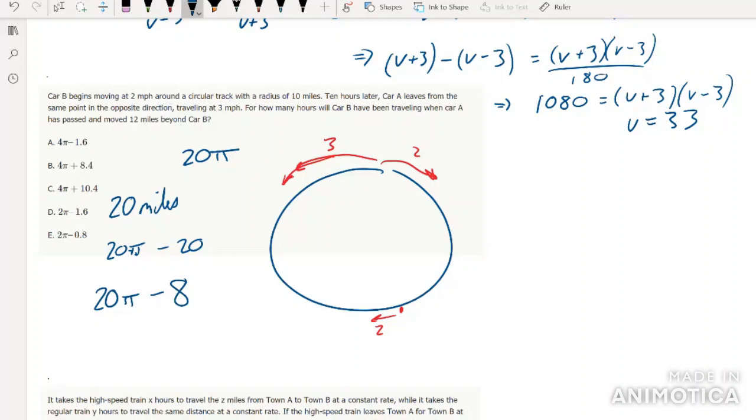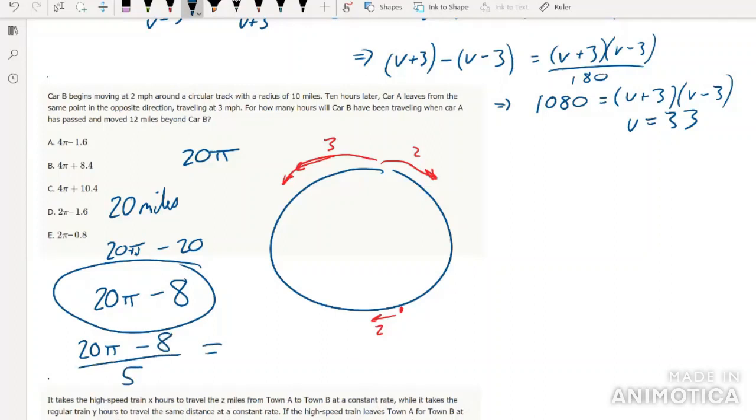And so the answer is, well, how long is it going to take him? So to do this, how long were they that distance? They're moving together at a speed of 5, so that divided by 5, which is 4 pi minus 1.6, I suppose. And so the answer in terms of how long in total has it been traveling? Well, 4 pi minus 1.6 plus the 10 hours, which is 4 pi plus 8.4, so B.